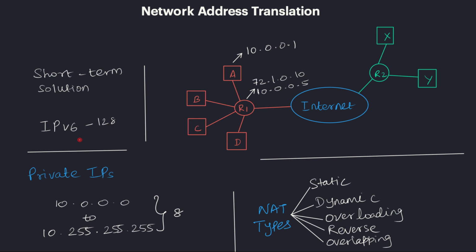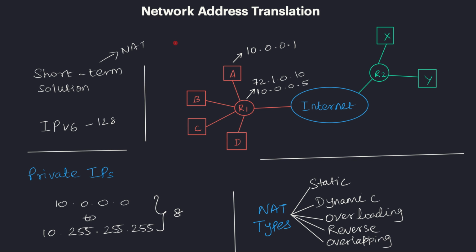But even before IPv6 was introduced, people wanted a short-term solution because they were still working out the details of IPv6. So they wanted a short-term solution that would slow down the IPv4 depletion. The short-term solution introduced for solving the IP exhaustion issue is NAT.